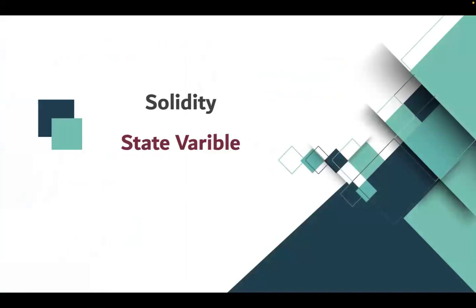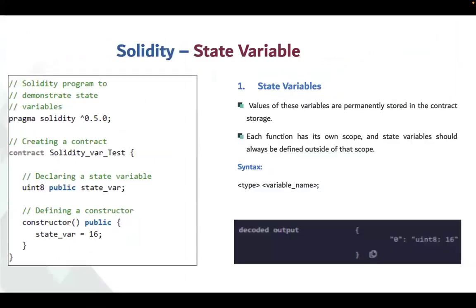Now let's move on to talk about the next type, which is the state variable. State variables are stored permanently in the blockchain and are declared outside any function. These variables represent the state of the contract.